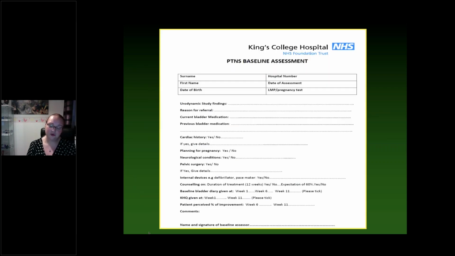This is just an example of the pro forma that we've developed at King's to help us when we're doing our initial assessment, to work through all our contraindications and our history, and make sure that we've discussed all the points of what we're going to use and how we're doing it.